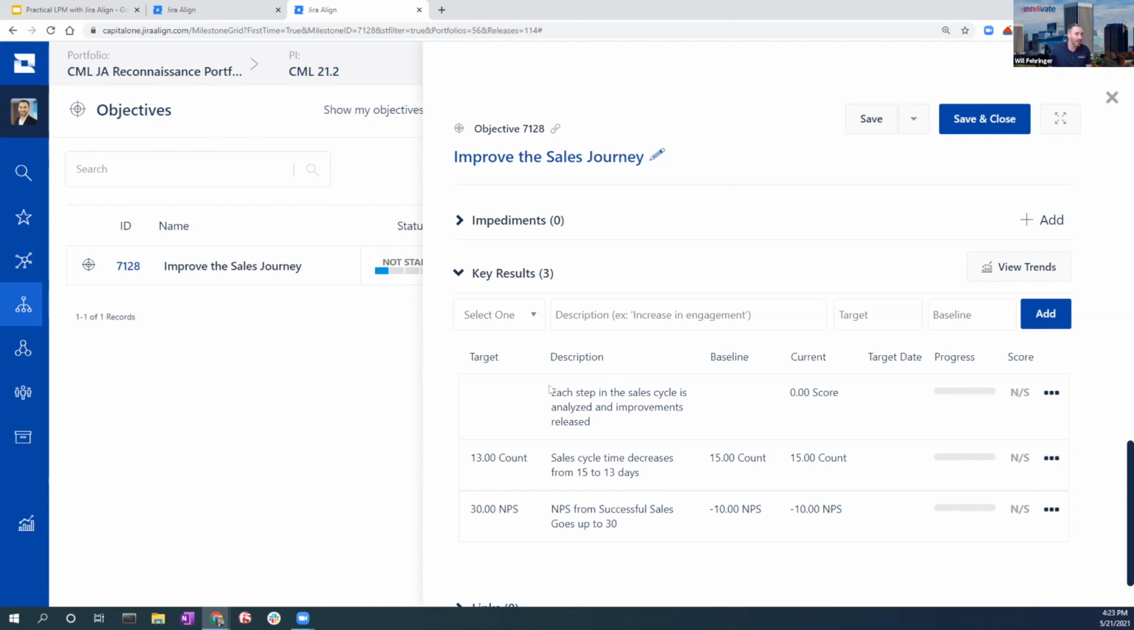Now, the one I do want to show here is this third one that we put in here, which is described as: each step in the sales cycle is analyzed and improvements are released. Notice how there's no target, there's no baseline. And for those who are familiar with the objective and key result framework, that might not sound very much like a key result that's really measurable, right? I mean, you could count each of the steps in the sales cycle and tick up the number when each one is released. So you sort of could count it, but it's really not a well-defined key result.